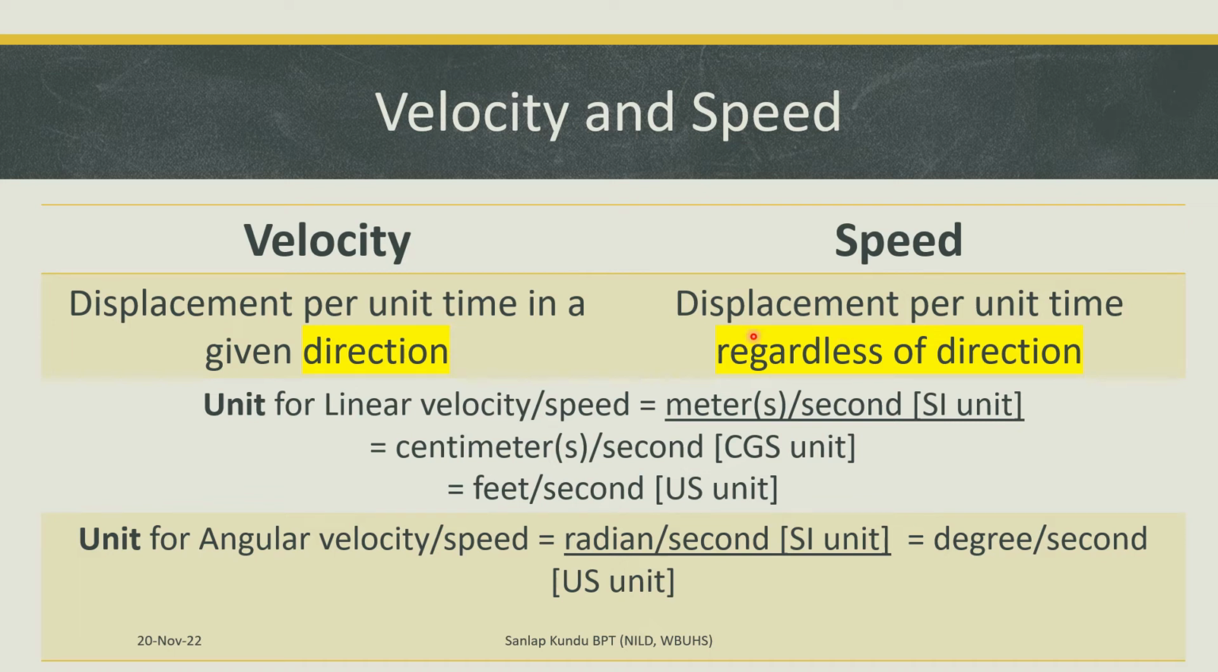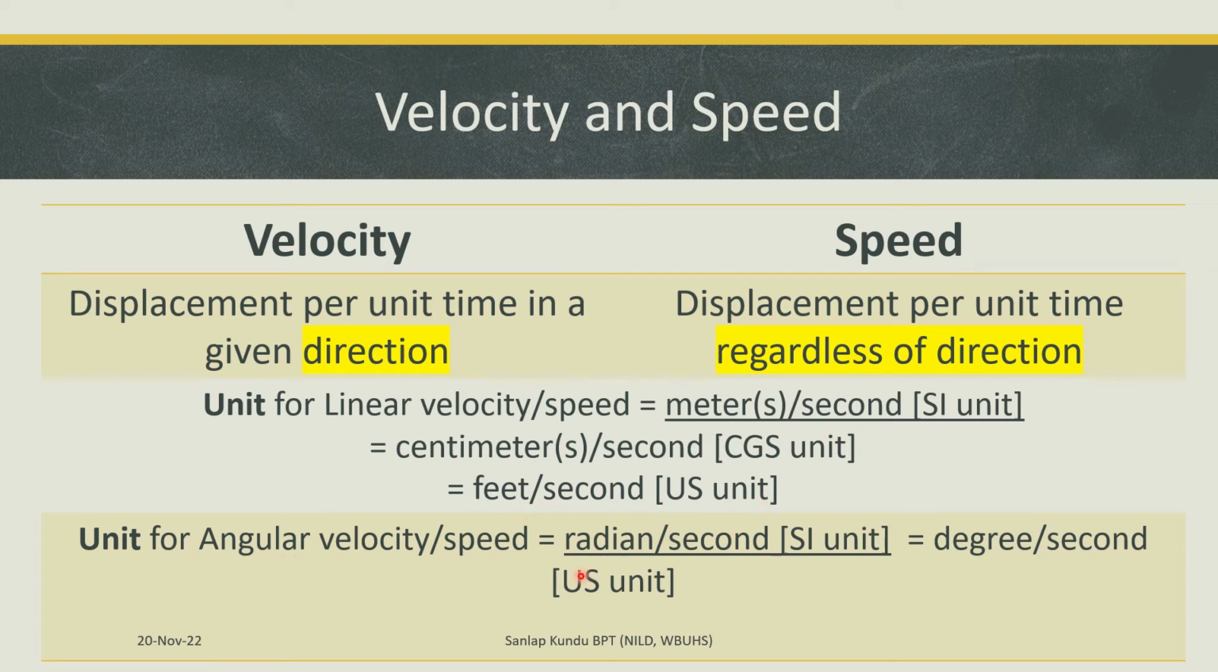I personally do not agree with this term displacement when I am using it in speed, because displacement is a vector quantity which has a direction. So instead of displacement, I will prefer to write it as distance. Now the unit for both velocity and speed is meter per second in SI unit, centimeter per second in CGS and feet per second in US unit.